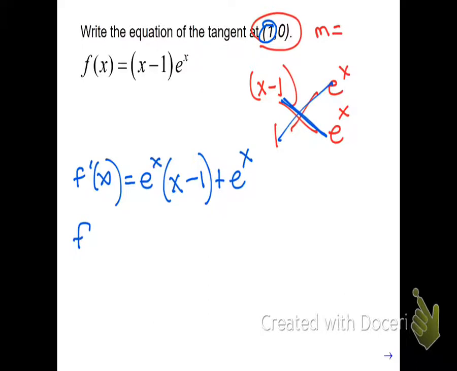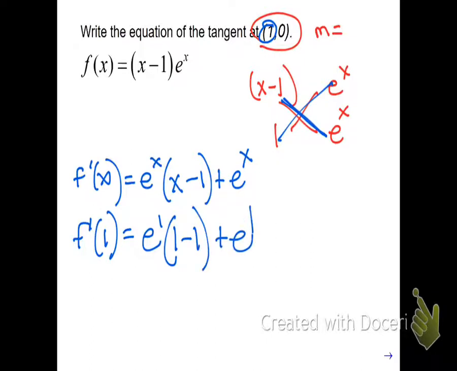So now I'm going to find the derivative at 1. So that's e to the 1 times 1 minus 1 plus e to the 1. Well, 1 minus 1, that's 0, so that guy's gone, and I just get e to the first, or e. So that's weird, but yeah, my slope is e.